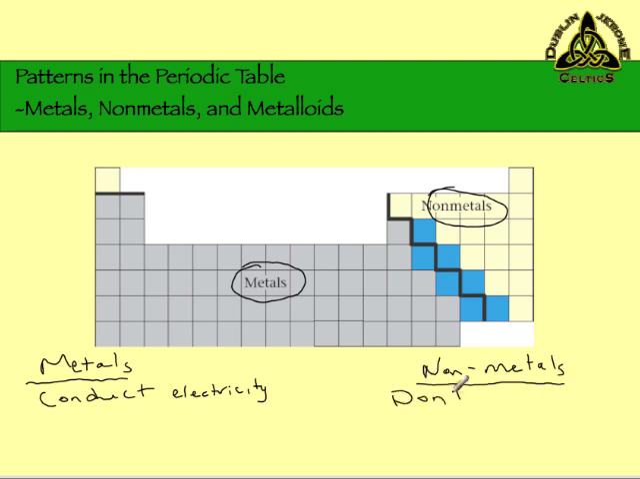I'm just going to write "don't conduct" here in an effort to save some space. Don't conduct. Maybe running out of space. And that actually goes with heat as well, if you just want to write electricity/heat. Metals conduct heat really well. If you've ever put a pan in the oven and touched it, it's hot.